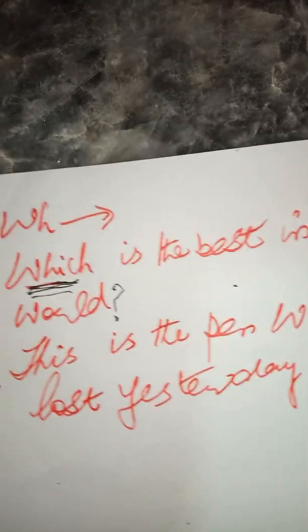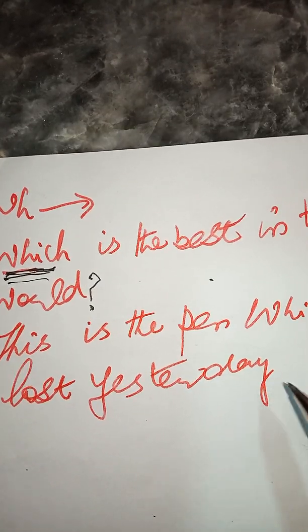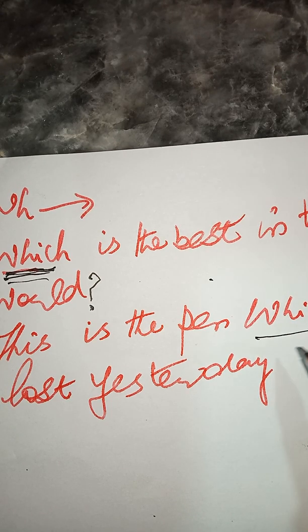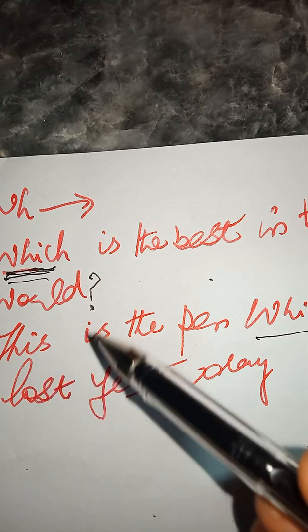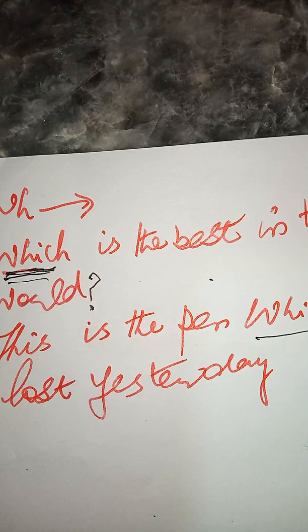Now look at this sentence once again. This is the pen of which. WH, the same word, the same spelling, which we called in the beginning an interrogative pronoun. Today I have selected this topic simply because it is in the matric exam in 9th and 10th.